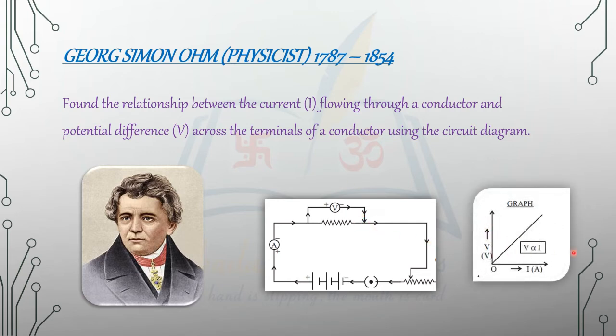He also used this graph of V versus I, which is volts versus amperes. V is directly proportional to I, so the graph comes out as a straight line.